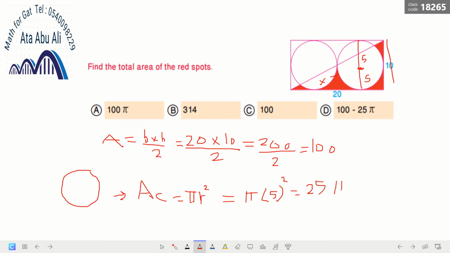Now if you want to find the shaded area, we have to subtract the two areas, which is 100 minus 25 pi. As you can see from the answers, it's equal to D. This is the shaded area.